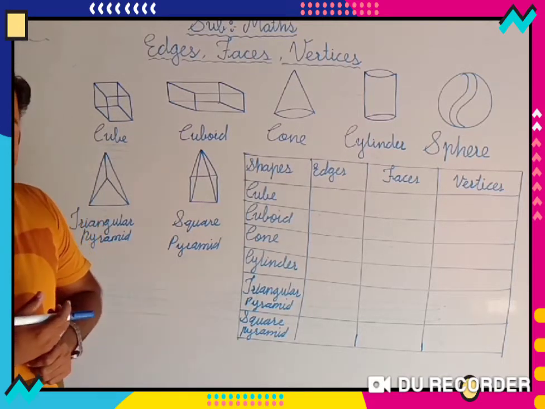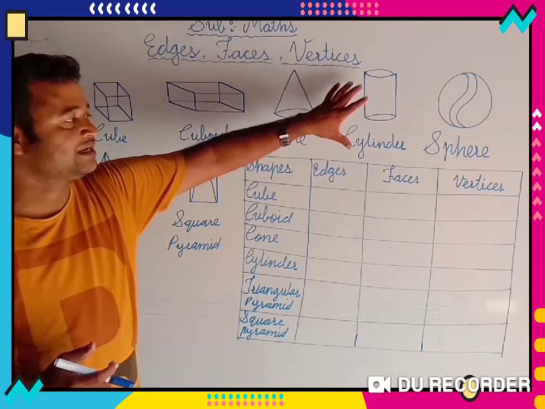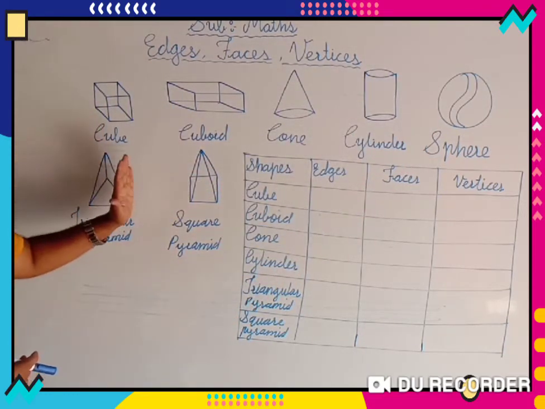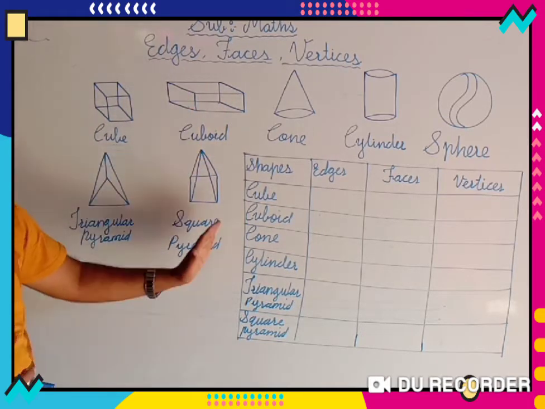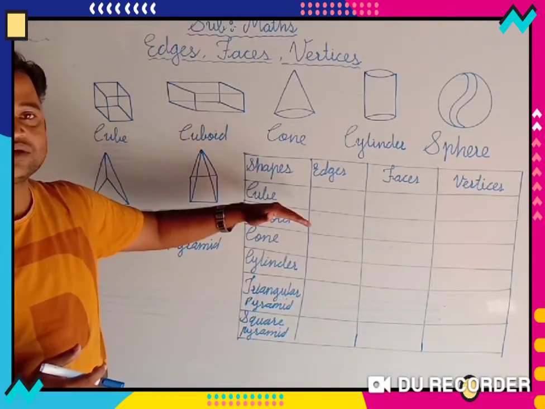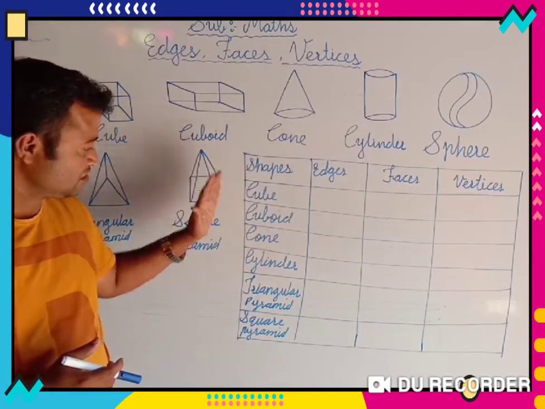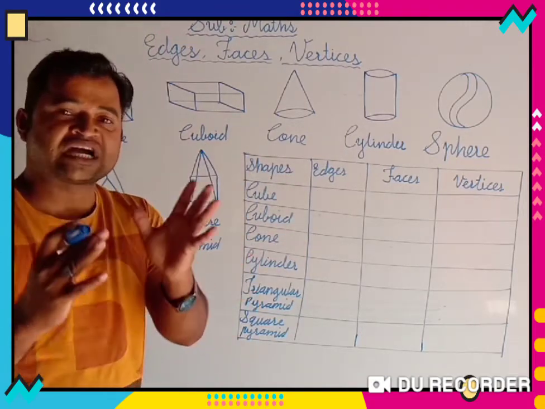As in the previous class, we have studied the cube, cuboid, cone, cylinder, sphere, triangular pyramid and square pyramid. I sent you this table in which we wrote the number of edges, faces and vertices which these 3D figures have. Today let's understand how to count them.